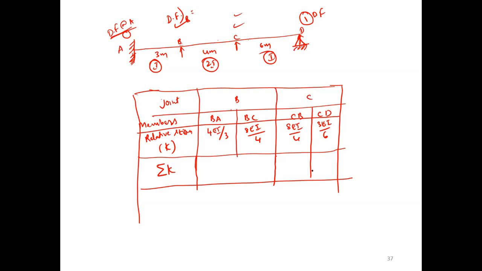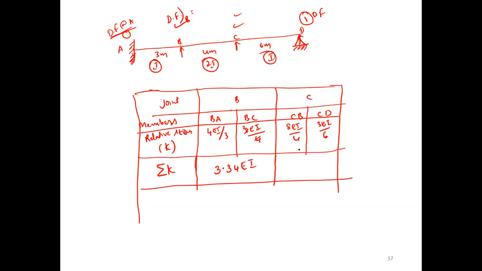You have to do summation. What is the summation of this joint? BA plus BC. 4 2s are... Therefore, what is 4 by 3 plus 2? 10 by 3. 10 by 3 is 3.333 EI, so 3.34 EI.